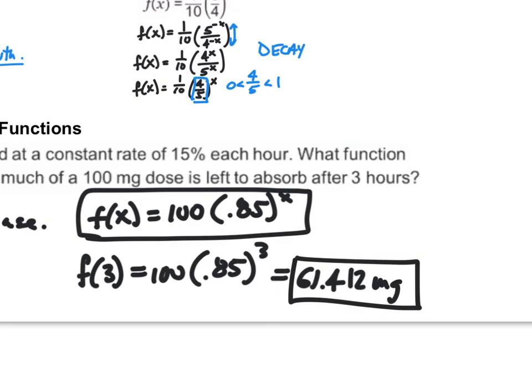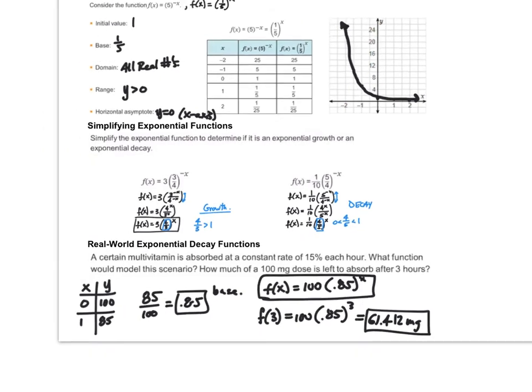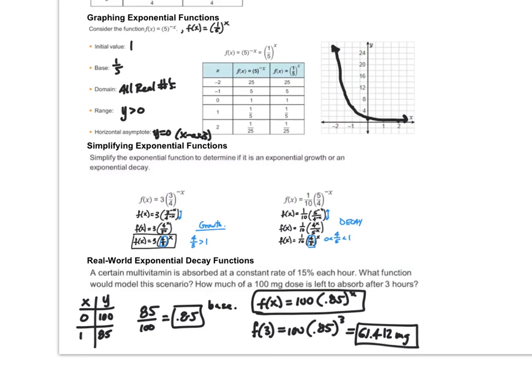So exponents are used a lot in medicine. They're used a lot in various different things. So it is important that we know how to do it, because they will keep popping up later and later in your other curriculums, okay?